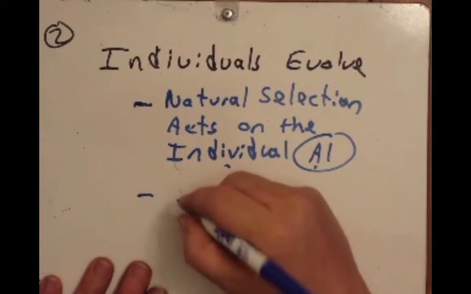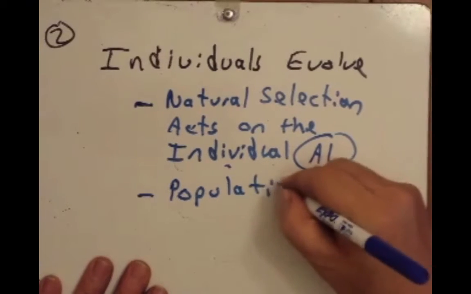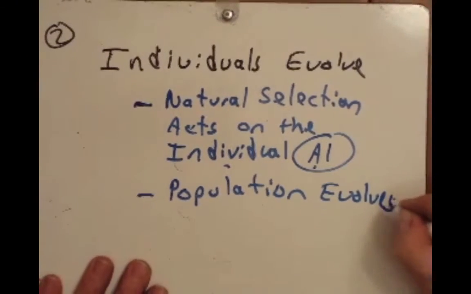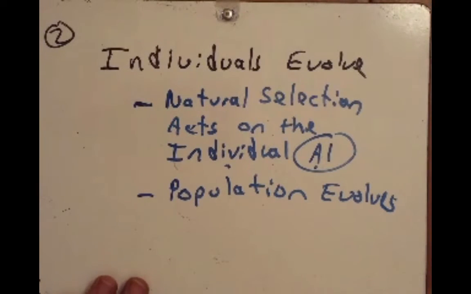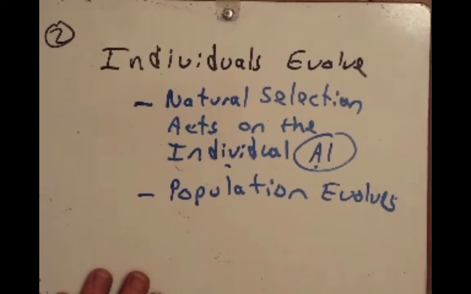And because of that, the population evolves. It evolves because individuals experience natural selection. They mate, and then they generate in that population more individuals with this A1, or whatever gene allele is being selected for. So the short answer is individuals do not evolve, but populations evolve.